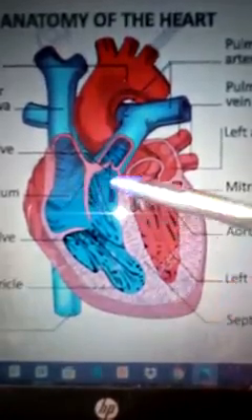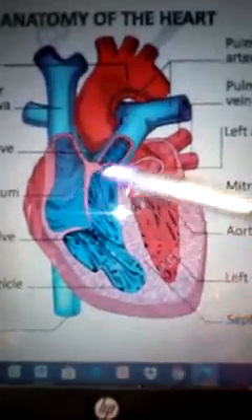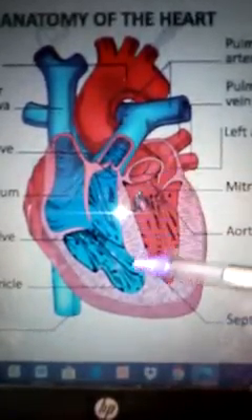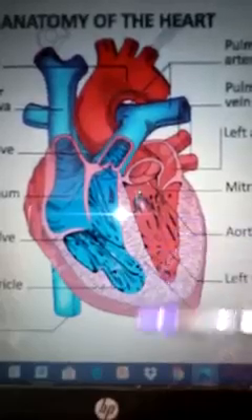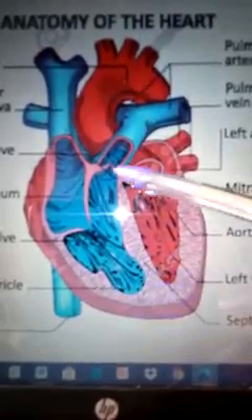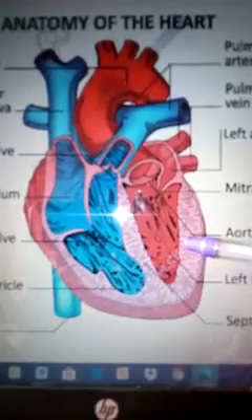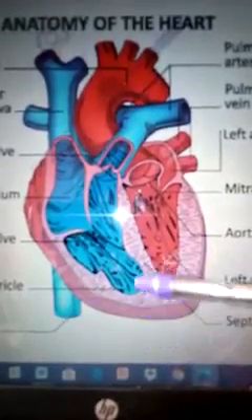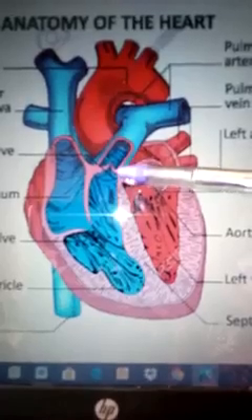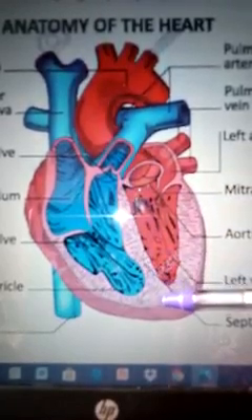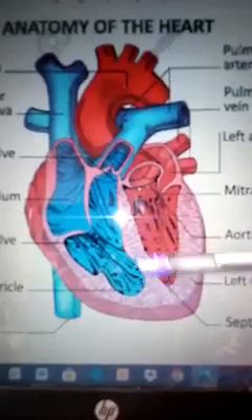We have the 2 upper chambers named auricles, or you can also call them atriums. Then you have the 2 lower chambers called the ventricles. So the mammalian heart has 4 chambers, 2 on top and 2 under. The heart is divided into 2 portions by a muscle called the septum. The septum divides the heart completely into 2 parts.